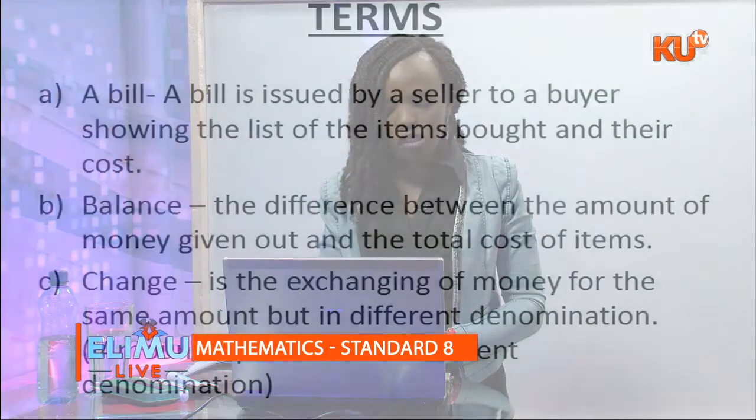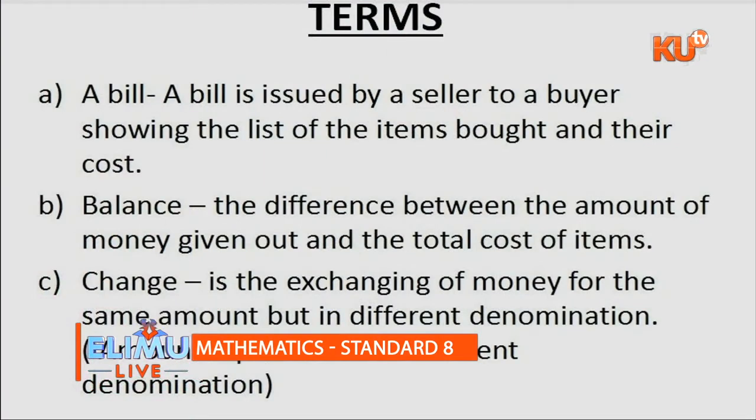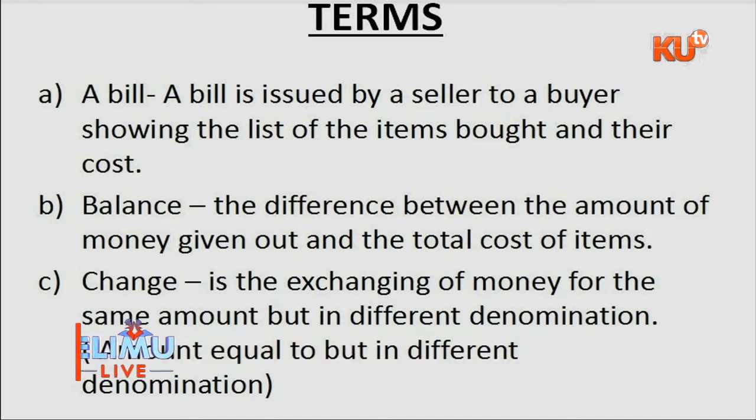Then we have another term, which is balance. Balance is the difference between the amount of money given out and the total cost of the items. For example, when you buy something, let's say that whatever you have bought cost 20 shillings and you have given out 10 shillings. So the seller is going to refund you back 10 shillings. The 10 shillings that you're going to receive, that is what we call the balance. It is the difference between the amount of money given out and the total cost of the items.